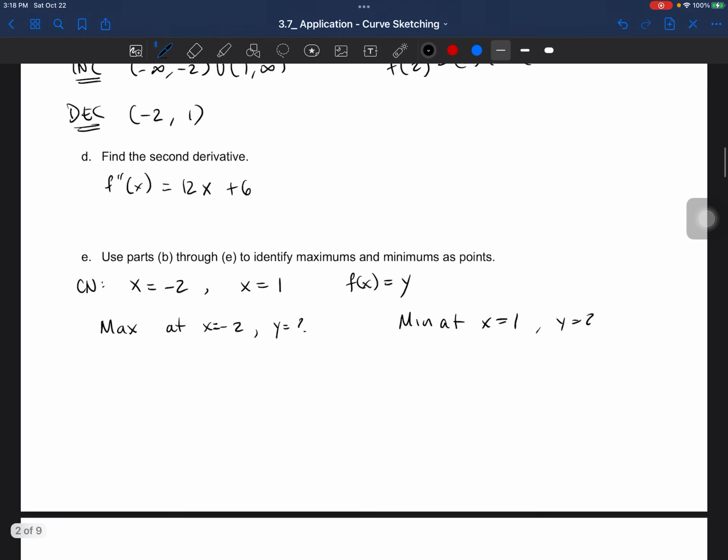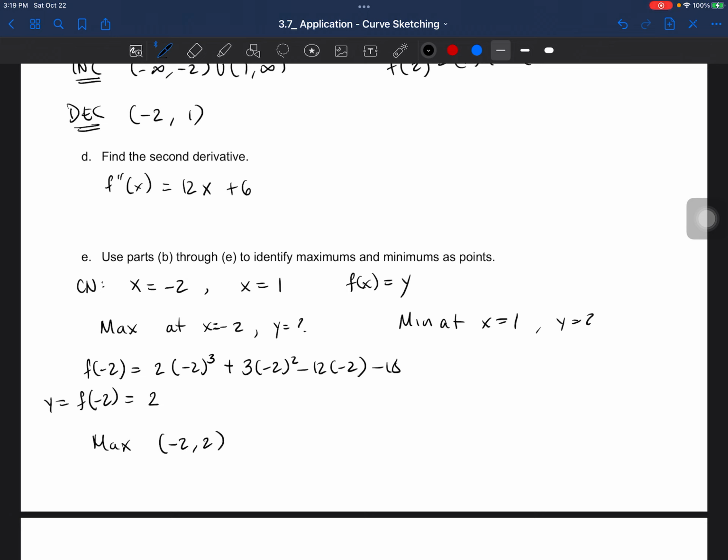Well, we know that the original function is the same as your y, right? It's the y component of your x. So all we have to do is plug in -2 into the original function. Let me do that right here. I'm taking the original function and plugging in -2. If you put this in your calculator, you should get the value of 2. So the maximum is going to be the point -2, comma 2.